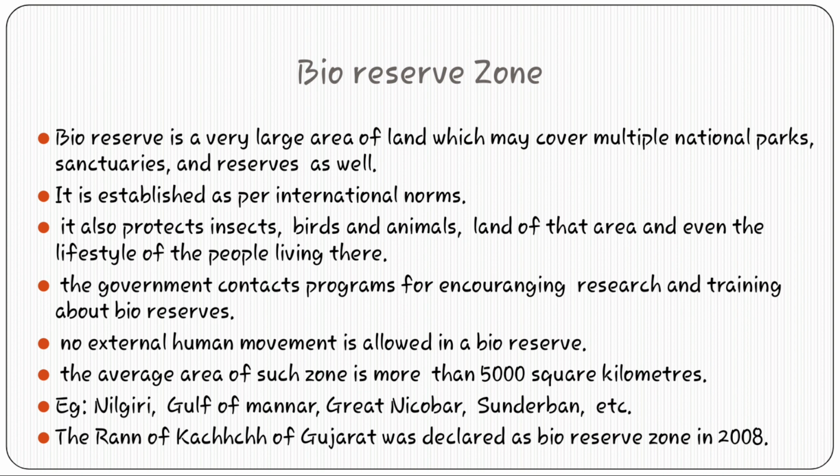For example, Henotaro is an animal which you will find in the greater and the smaller Ran of Kutch of Gujarat. ऐसा बहुत सारा है, उसमें one है Henotaro. These all are protected there. So bioreserve zone, different types of birds, animals, insects, land and the lifestyle of the people are protected there.